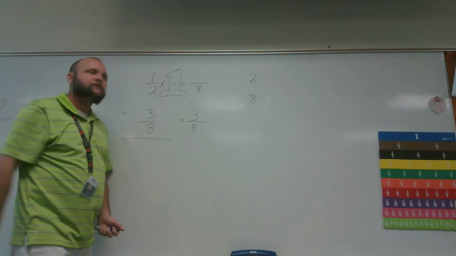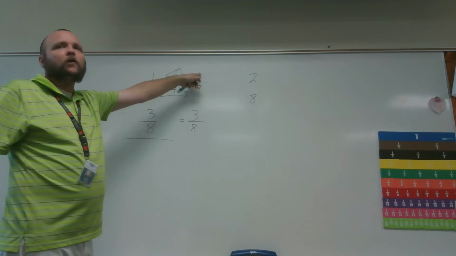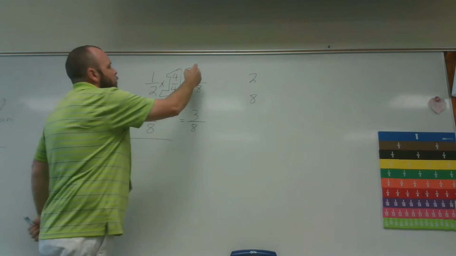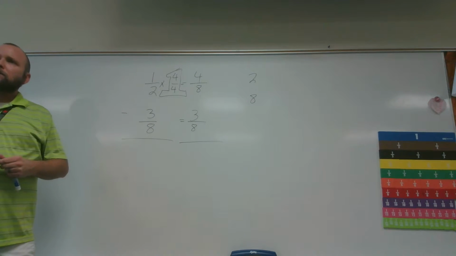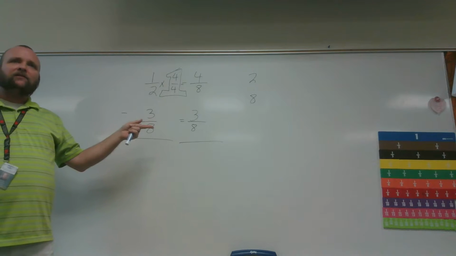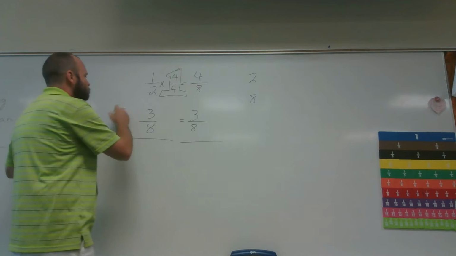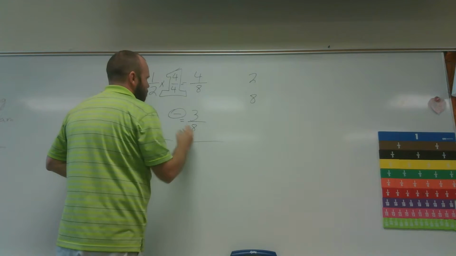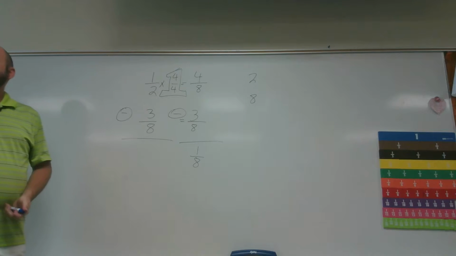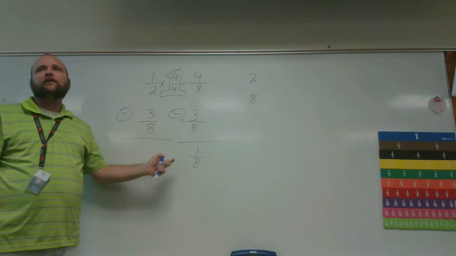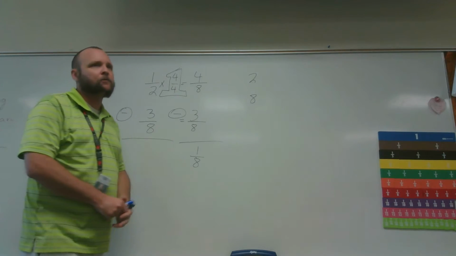4. And so the numerator here is going to be 4. So I have 4 eighths and 3 eighths. Oh wait, it's a subtraction problem, I was adding. It is 1 eighth. And you can't simplify it if it already has a numerator of 1.